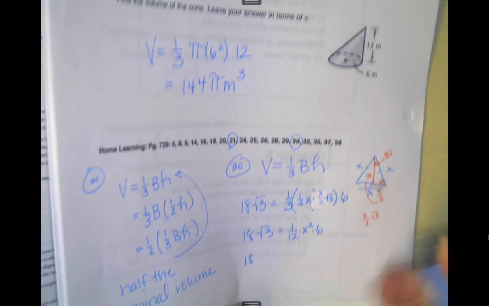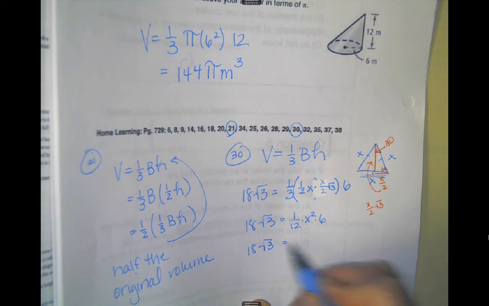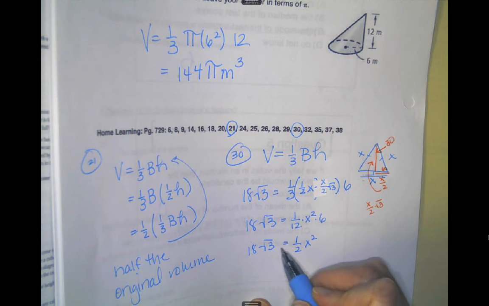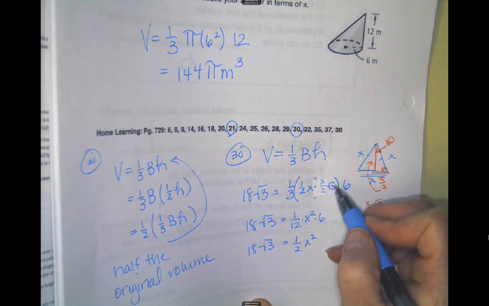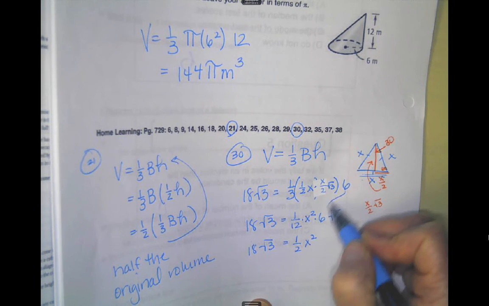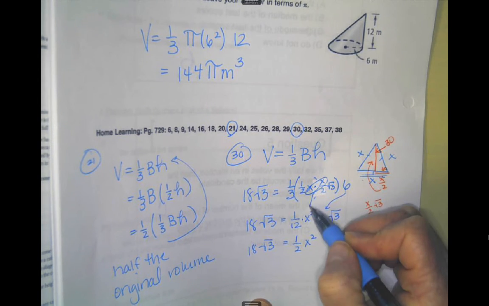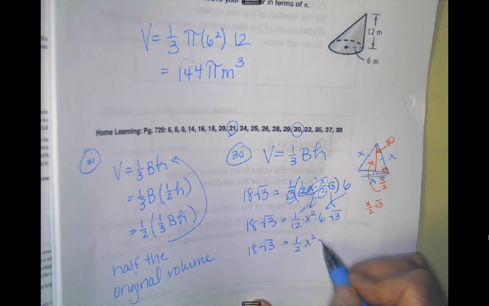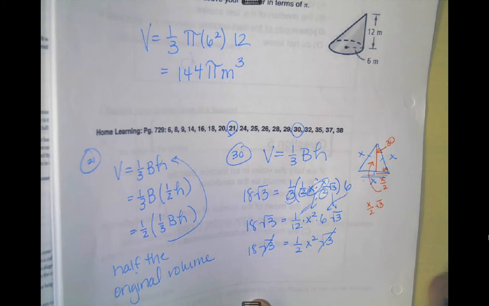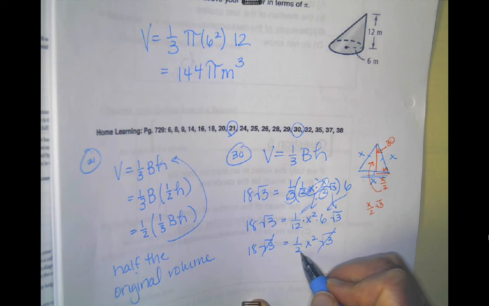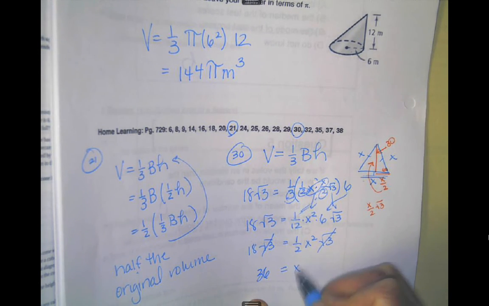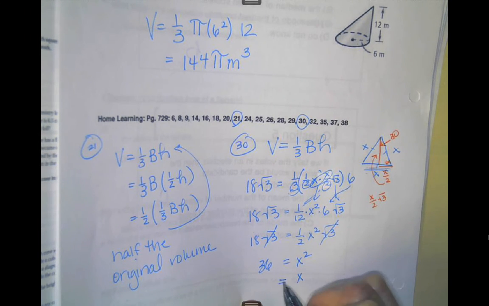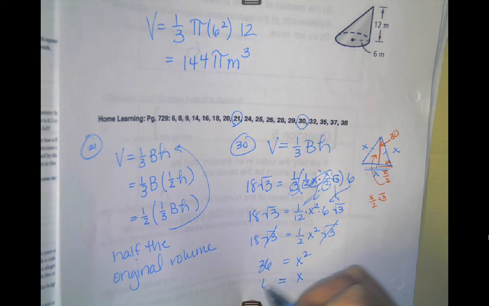So if I keep simplifying this here, 6 divided by 12 is 1/2 x squared. Sorry, and I lost that square root of 3. There was the 6. These two right here became that. This, and this became that. So I lost that square root of 3. So it's back there now. If you divide both sides by the square root of 3, those are gone. To get rid of the 2, I'm going to multiply both sides by 2. So now I know that 36 is equal to x squared. So to figure out what x is, I just take the square root of both sides, and I get 6.